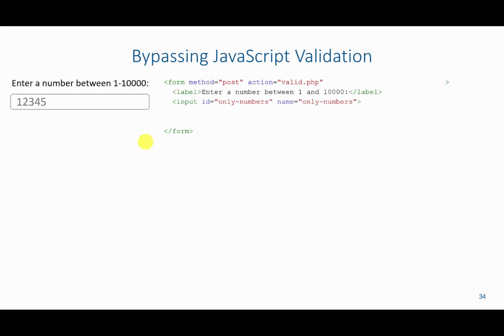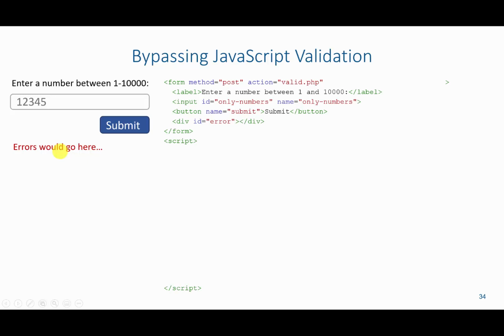So for example, if we had a form that asked us to enter a number between 1 and 10,000, and we had input of only numbers, and then someone could click the submit button, and if they didn't enter that number, we could have JavaScript display errors right here. What would happen is that we could generate a script, and the script would then compare to see if only numbers were entered. So this digits regex is a regular expression to detect if only numbers are entered.